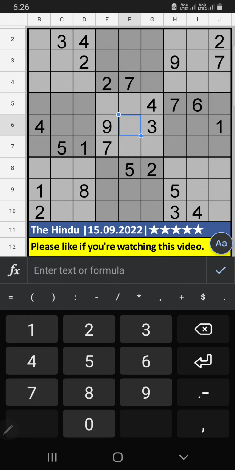Welcome to SkVm Sudoku. I am going to solve the Hindu newspaper Sudoku puzzle on September 15, 2022, 5-star Sudoku.